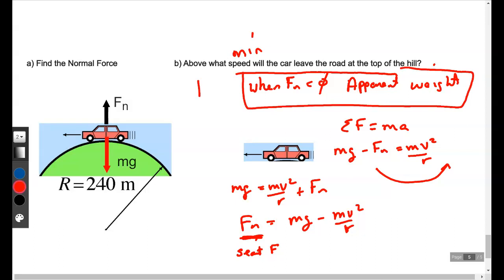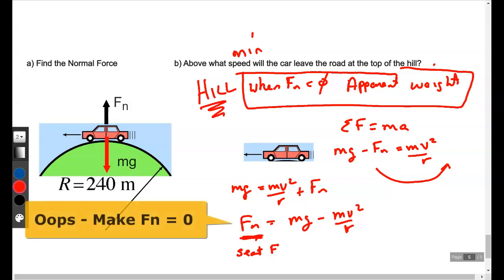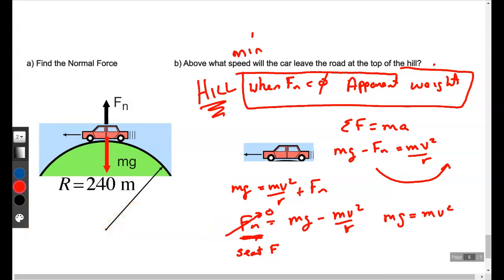On a hill, let's write hill. It's not a roller coaster, it's the hill only. When the normal force equals 0, and your apparent weight, you feel like you're 0. You don't feel any pressure from the seat. So let's make the weight 0. And we can see that if this is 0, then mg equals mv squared over r. And once again, there's that equation again, cross multiply, v equals radical gr.